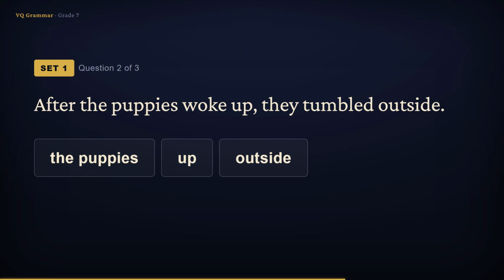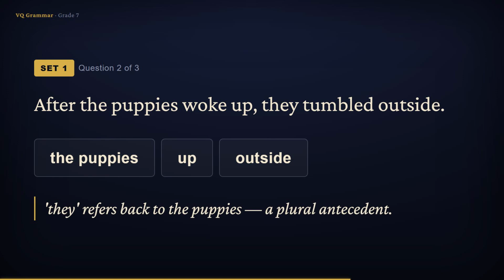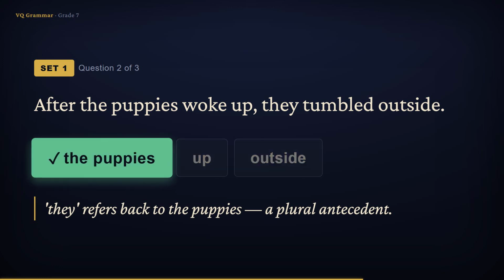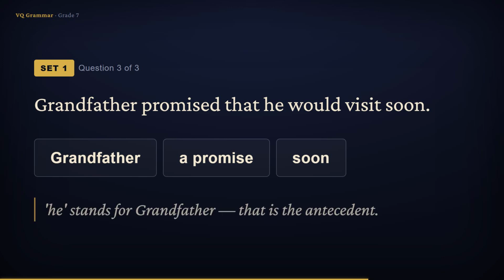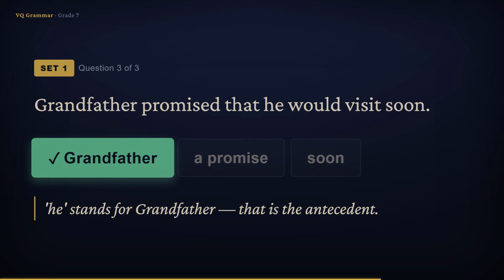After the puppies woke up, they tumbled outside. The pronoun is they. Who tumbled outside? The puppies did. So they points back to the puppies, and the puppies are the antecedent. Notice it's plural, and so is they. So the answer is the puppies. Grandfather promised that he would visit soon. The pronoun is he. Who would visit? Grandfather. So he points straight back to grandfather, making grandfather the antecedent. So the answer is grandfather.